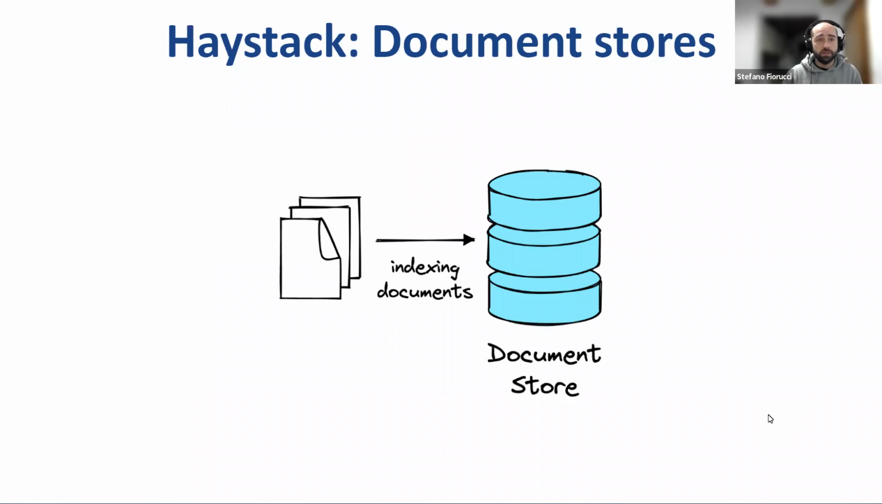First, the document stores. A document store is simply a database that stores your documents, which can be text or images, and also stores metadata and representations such as vectors. In Haystack, you can use a SQL database, enterprise search platforms such as Elasticsearch or OpenSearch, and also modern vector databases, such as Weaviate and Milvus.